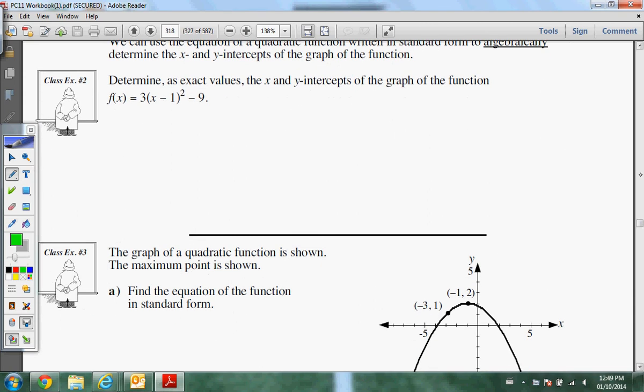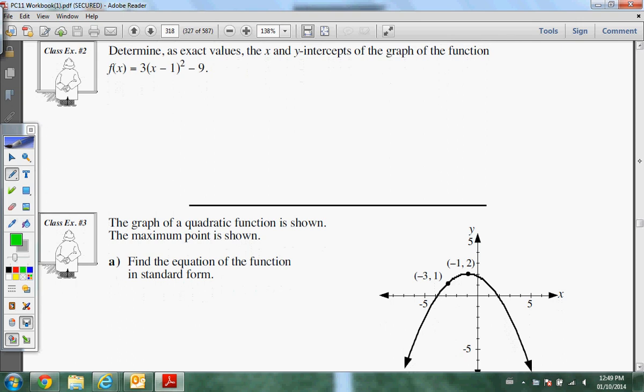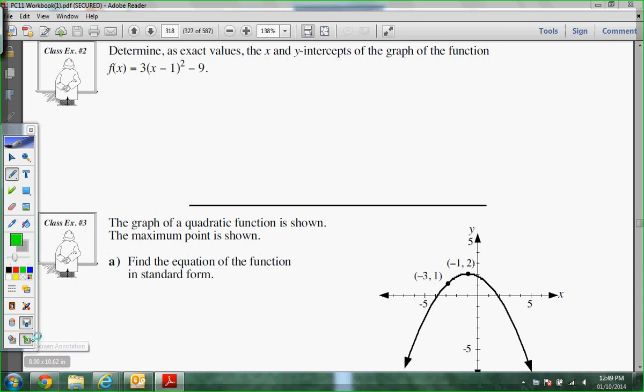All right, determine the exact values of the x and y-intercepts of the graph of the function f of x. Okay, so it wants us to do this algebraically, so not using our calculator now. So when you're finding an x-intercept, what do we like to do? What's that? Y equals 0. Good. So if we're finding x-intercepts, you want y to equal 0. So we're going to put 0 in here, and we're going to solve for x.